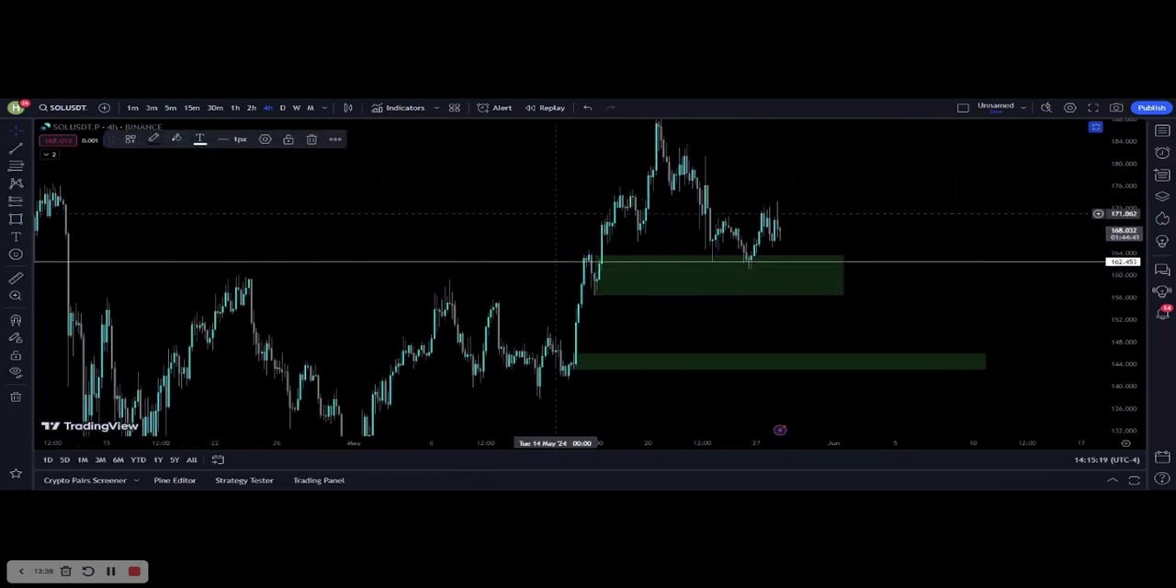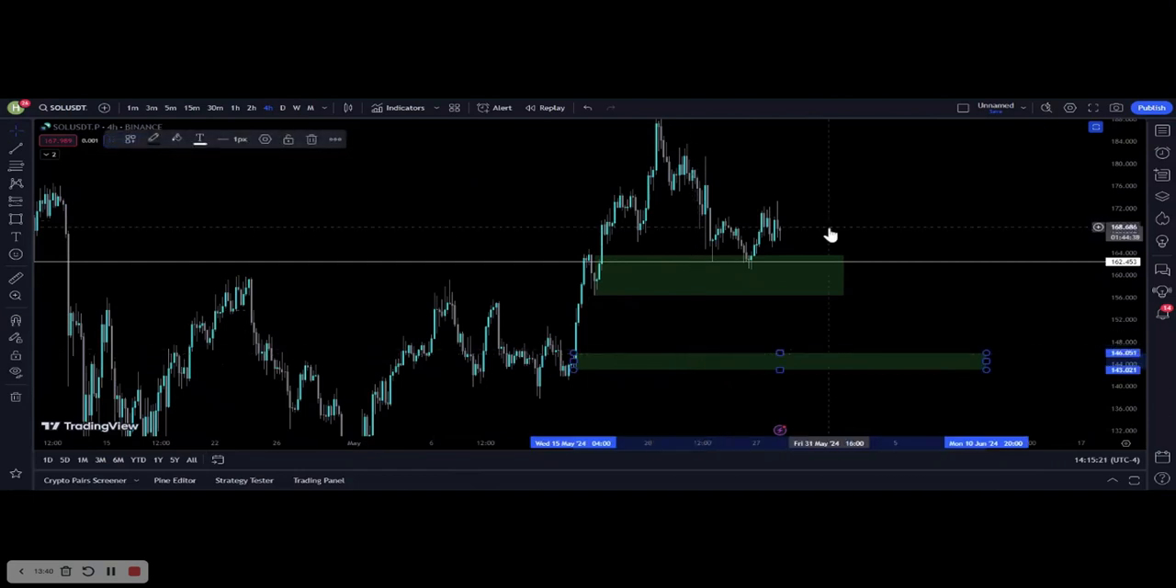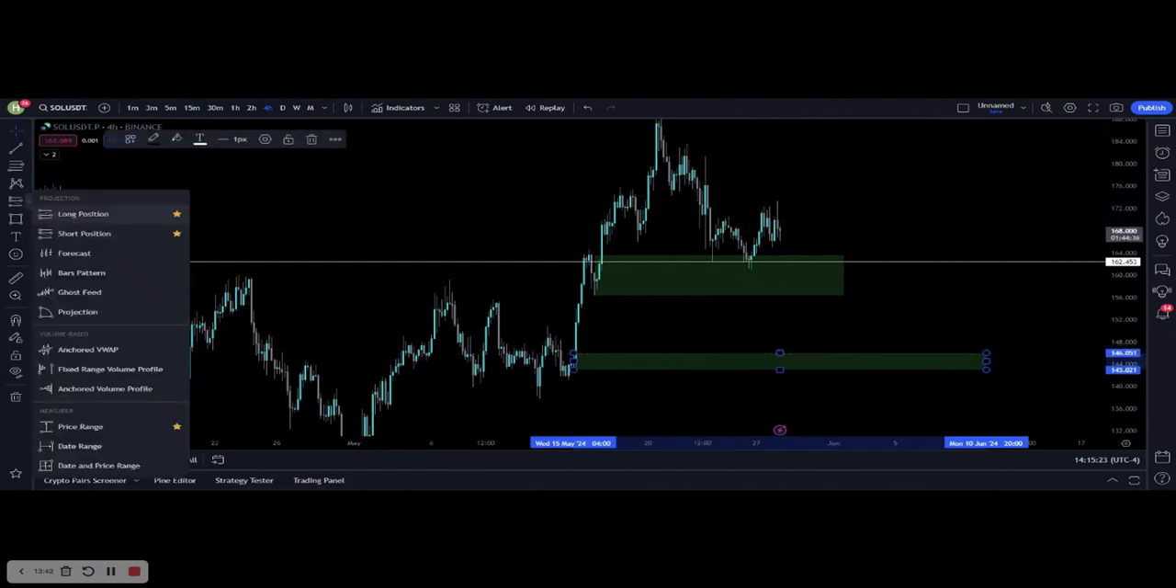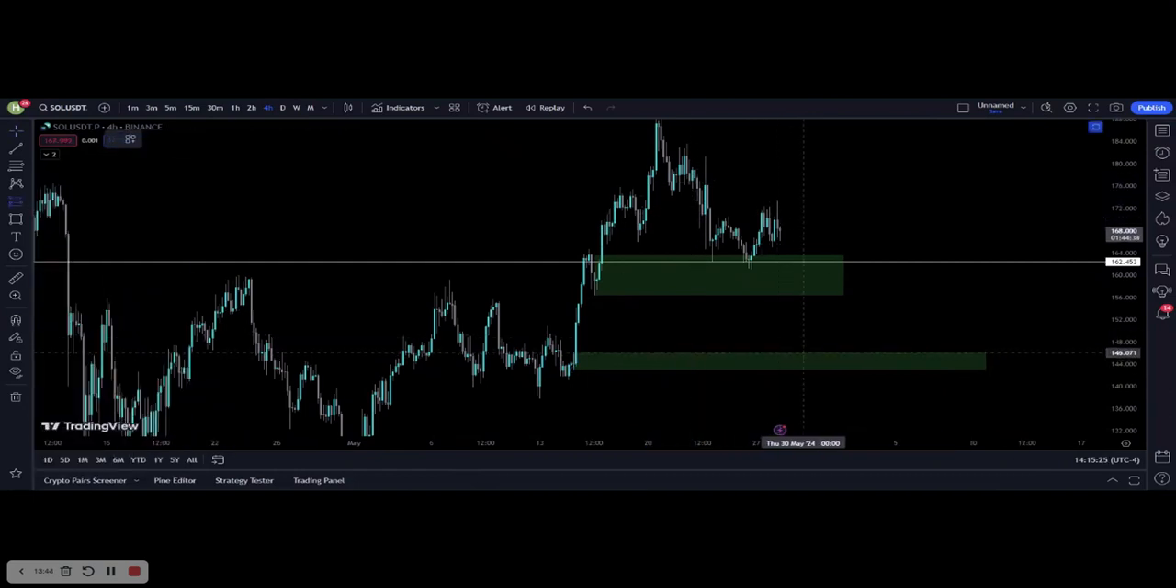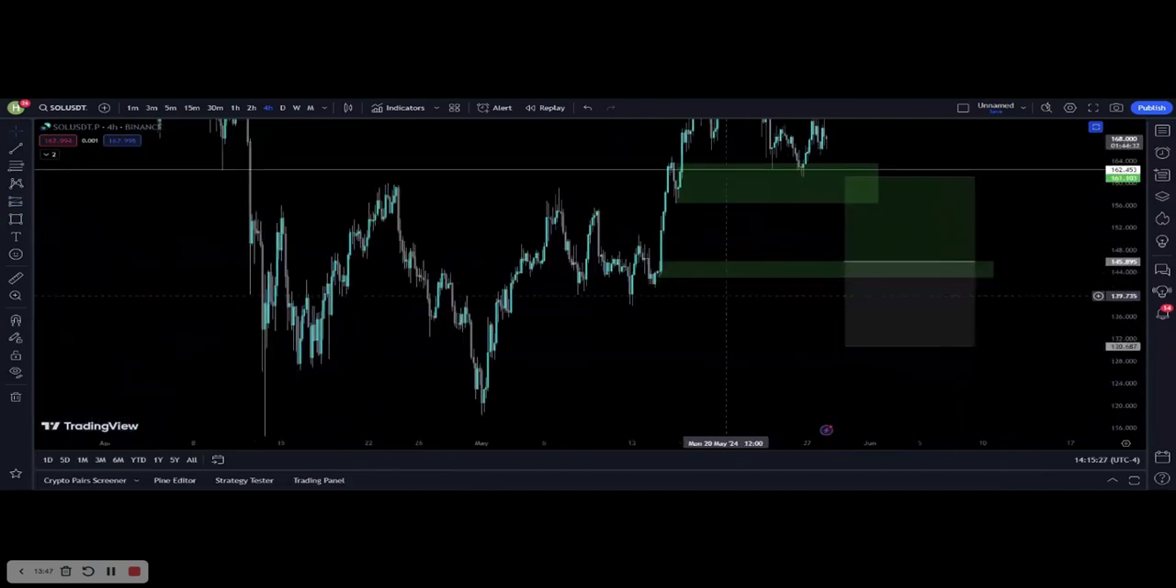So for the extreme scenario, I have marked out this level, 146 to 143. I would be willing to take a long along here.